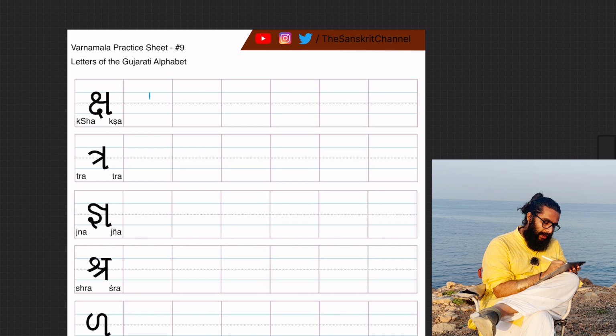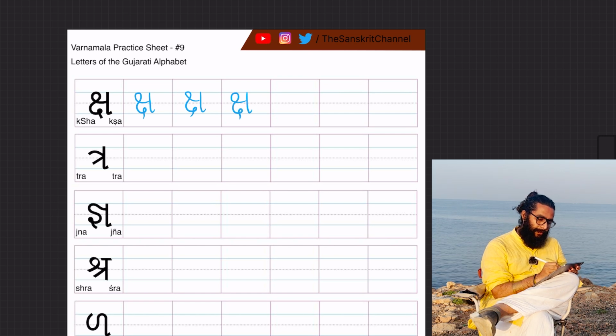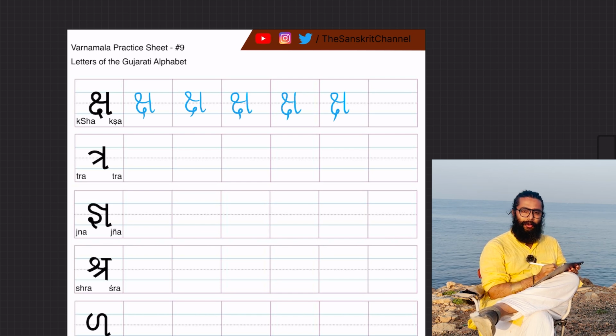It is written like this. Ksha. Ksha. Slowly. Ksha. Ksha. The next composite consonant is tra, which is a combination of ta and ra. It is written like this.